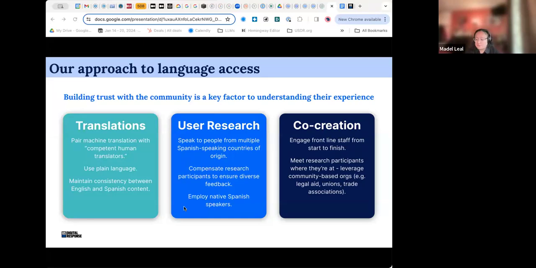And then lastly, I know this was mentioned also, meeting communities where they are. We met research participants where they're at. We leveraged community-based organizations, for example, legal aid, unions, trade associations. By partnering with them, we found that we were able to reach Spanish-speaking claimants in a meaningful way. It wasn't just some random folks they weren't familiar with trying to speak to them, and they were more open to speaking with us in the research process.